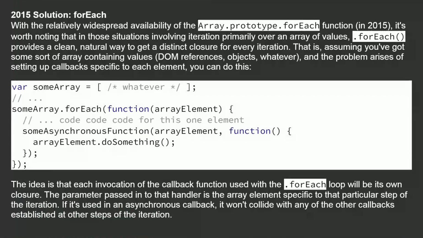The idea is that each invocation of the callback function used with the forEach loop will be its own closure. The parameter passed into that handler is the array element specific to that particular step of the iteration. If it's used in an asynchronous callback, it won't collide with any of the other callbacks established at other steps of the iteration.